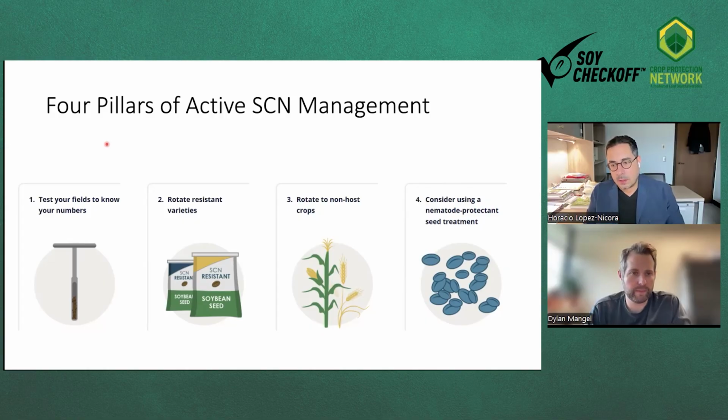Make sure if you're going to put a seed treatment out there that it's on a good resistant variety, and make sure that you're managing those resistant varieties appropriately, rotating between different varieties to maintain their effectiveness as long as possible. Continue to rotate to non-host crops. We're just lucky that corn is a non-host crop and that it effectively works to keep those populations low in your rotation. And then lastly, consider using a nematode protectant seed treatment in combination with these other management tools.